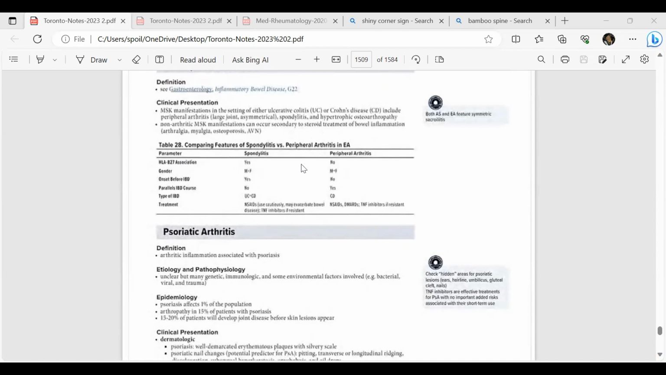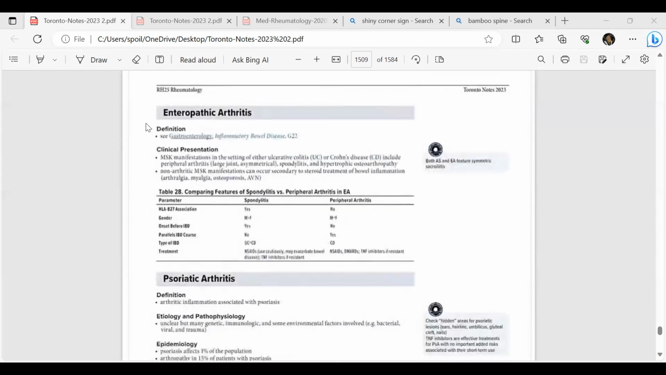And peripheral arthritis: HLA-B27 association is not there, and it's again more common in males. Onset before IBD is no, whereas for spondylitis it was yes. And parallel IBD course, yes. The type is Crohn's disease. For treatment we can give NSAIDs, DMARDs, and TNF inhibitors if resistant.